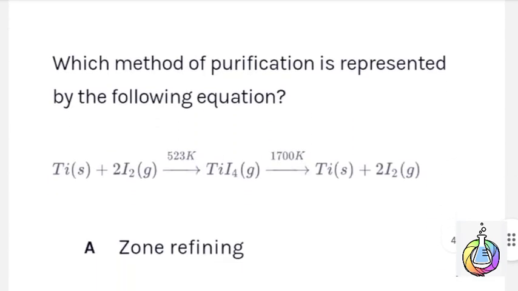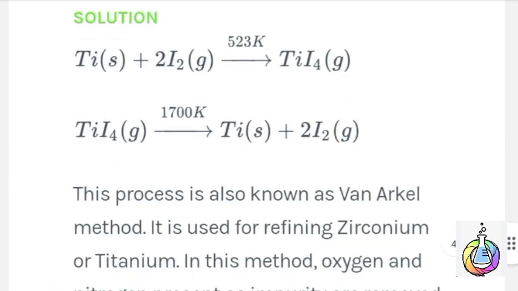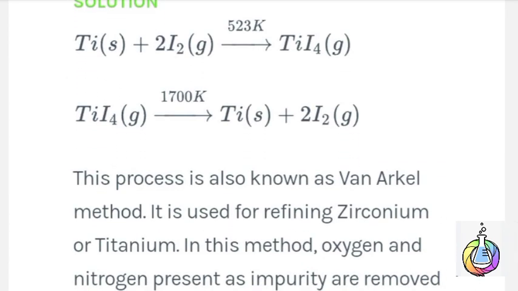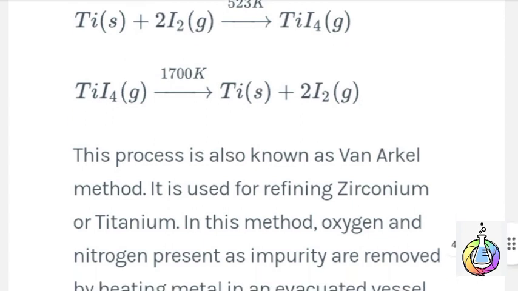Next question. Which method of purification is represented by the following equations? Titanium solid plus 2I2 gas in the presence of 523 Kelvin gives TiI4 gas. TiI4 gas at 1700 Kelvin gives titanium solid plus 2I2 gas. Here the process is the Van Arkel method. Solution: titanium plus 2I2 at 523 Kelvin gives TiI4 gas. TiI4 gas at 1700 Kelvin temperature gives titanium solid plus 2I2 gas.